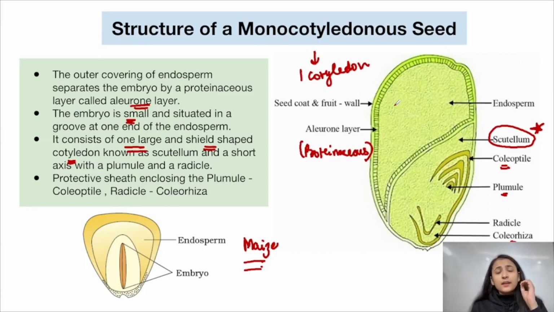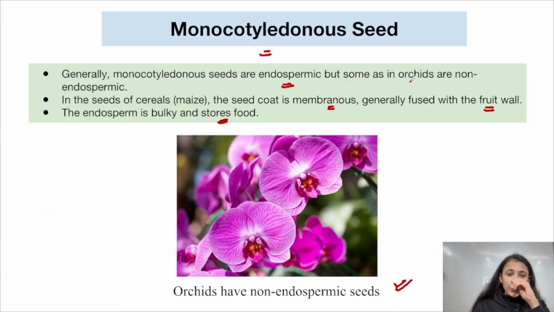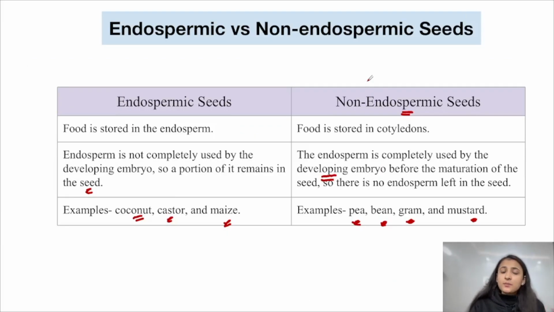Whether it is maize or any other monocot seed, a single cotyledon is present in all monocot seeds, and this single cotyledon is known as the scutellum. When we covered the endosperm part, we saw that most monocot seeds are endospermic, except some orchids, which are non-endospermic. Dicot seeds can be both endospermic and non-endospermic. Their seeds can be of both types.